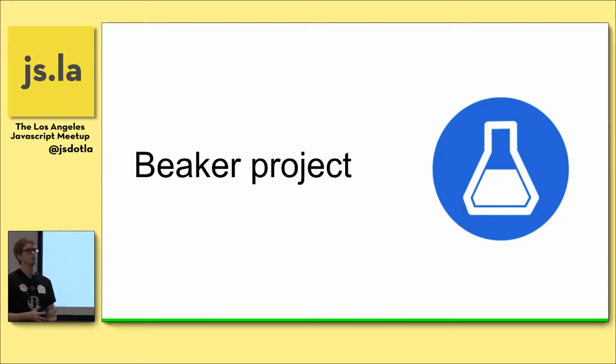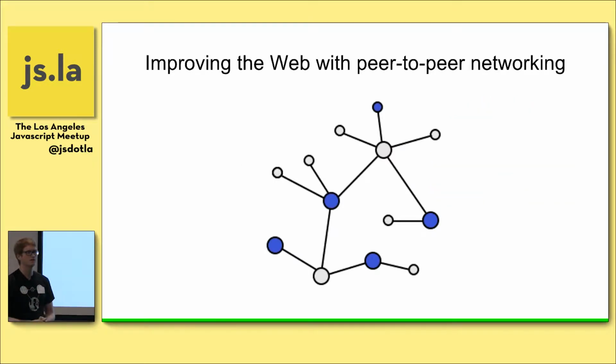So let's talk about what we've been doing at the Beaker project. Broadly speaking, what we're doing is taking peer-to-peer networking and seeing what we could do with the web after we introduce a really solid core of peer-to-peer to the web. Not getting rid of client-server, but adding peer-to-peer to it.